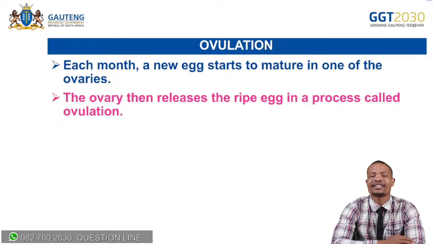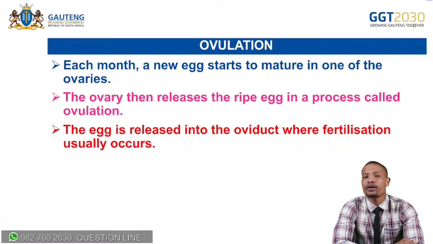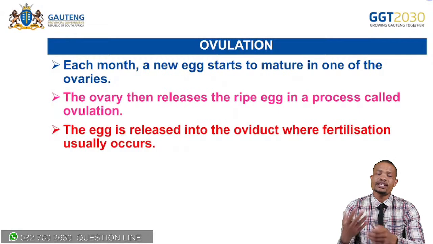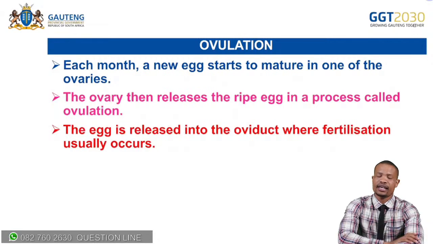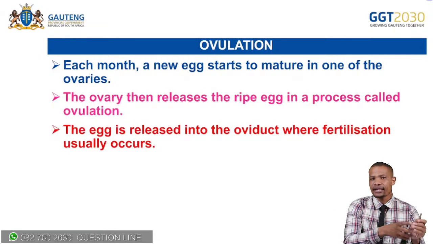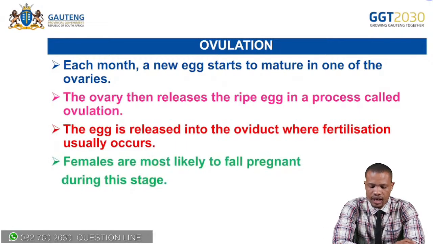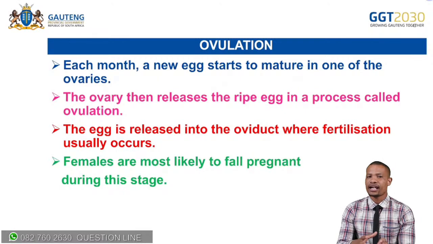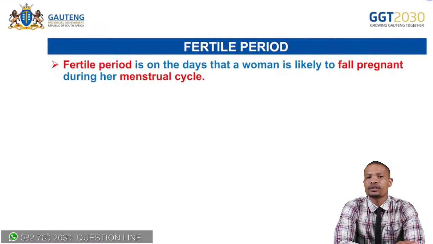Where is it released to? It's released into the fallopian tubes. The egg is released into the oviduct or fallopian tubes where fertilization usually takes place. Right. So fertilization usually occurs in the fallopian tubes when there is a ripe egg present there. If there is no ripe egg in the fallopian tubes, then fertilization may not occur. Right. So females are most likely to fall pregnant during this stage. What stage is this? This is ovulation, when there is a ripe egg that is being released from the ovaries into the oviduct or the fallopian tubes.